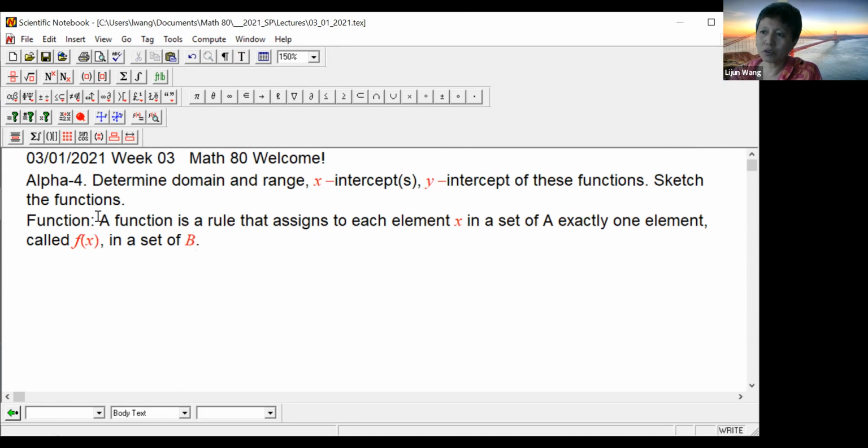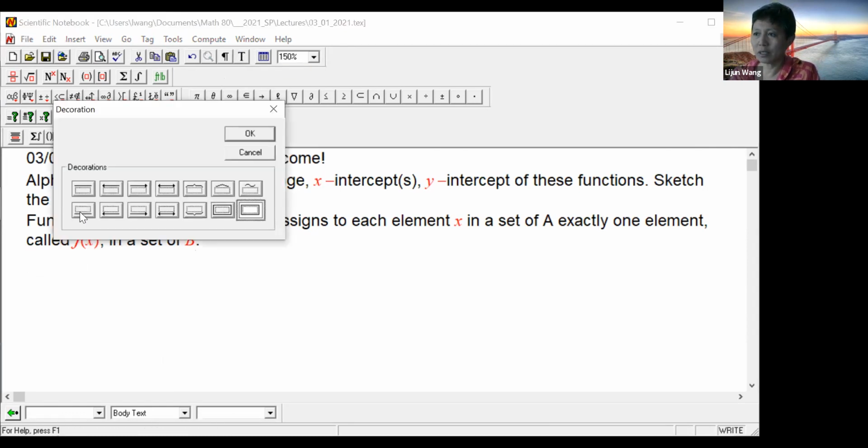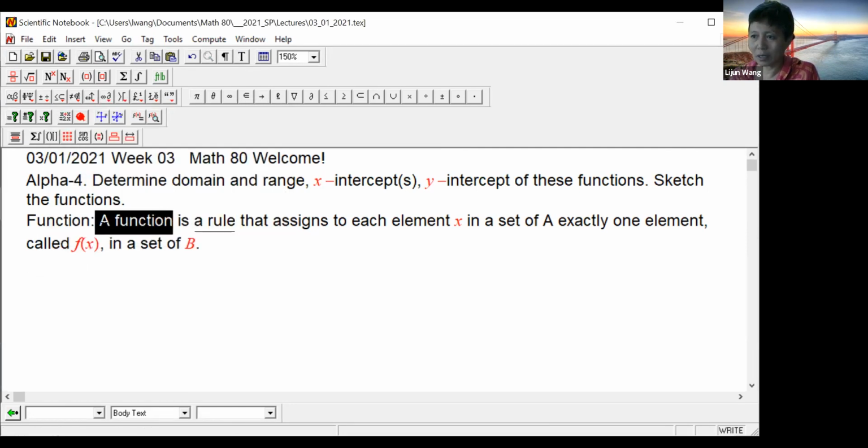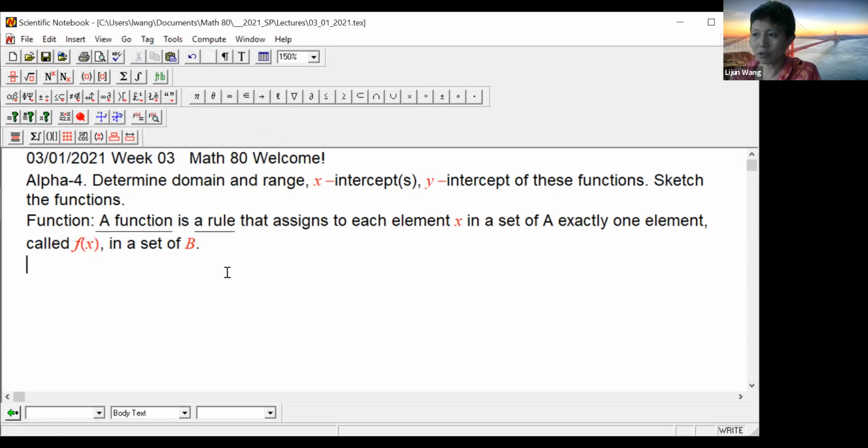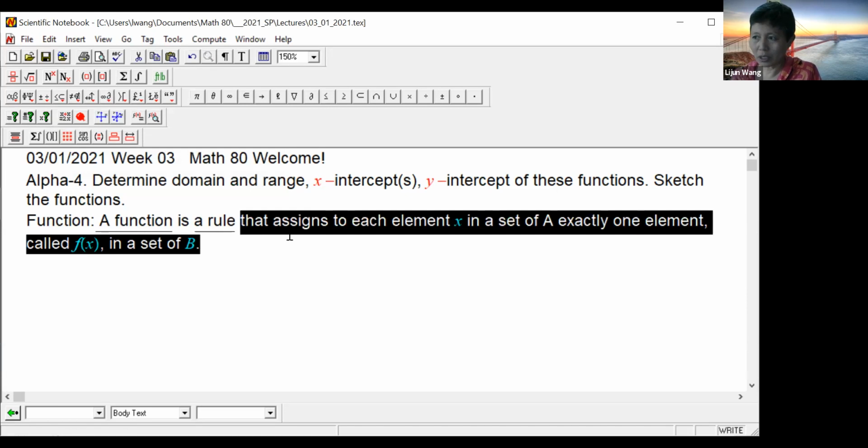Okay, so first of all, let's read this function. It says a function is a rule. Do you guys see that? A function is a rule. And then there's a description about this rule. Do you guys follow me? Okay. There's a description about this rule.